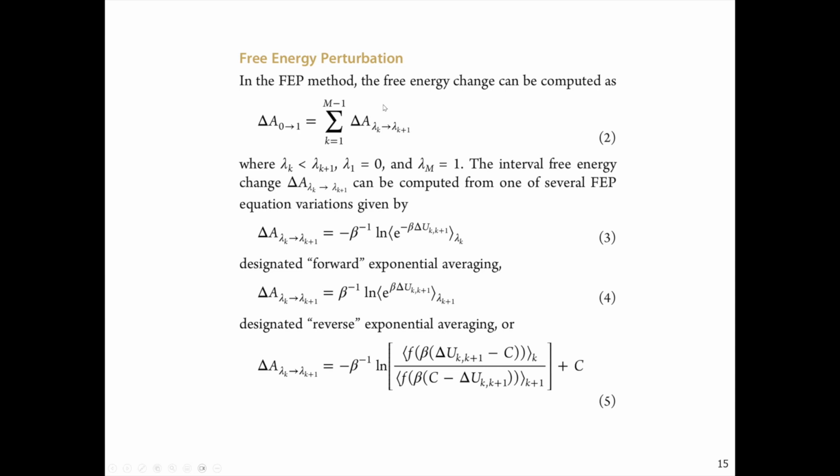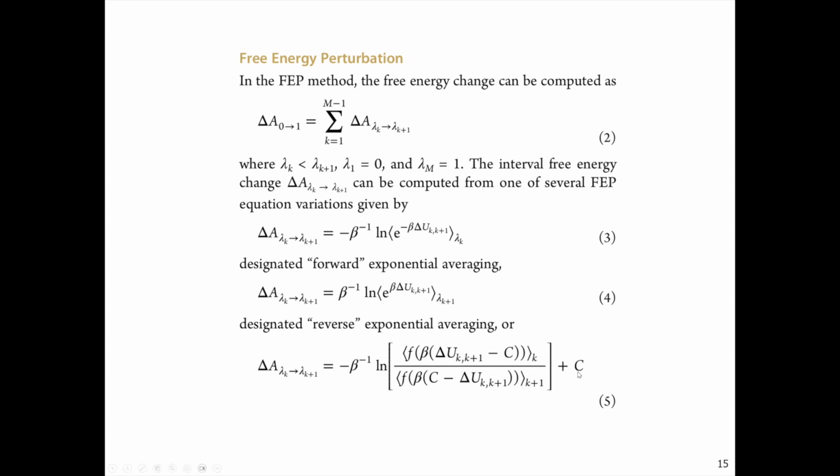Different flavors of free energy perturbation are designated by so-called exponential averaging, which comes from Zwanzig's original equation. But more recently, the statistically optimal approach for computing free energies is the Bennett acceptance ratio method, or its multi-state variant called MBAR. The equation down here is the Bennett acceptance ratio method equation, which statistically balances.